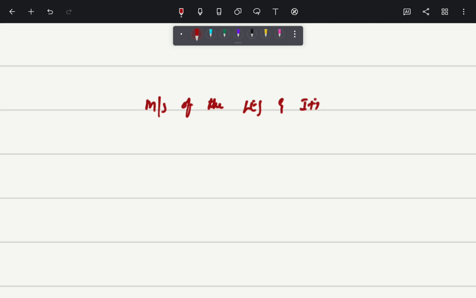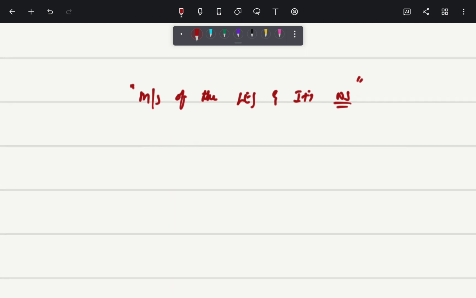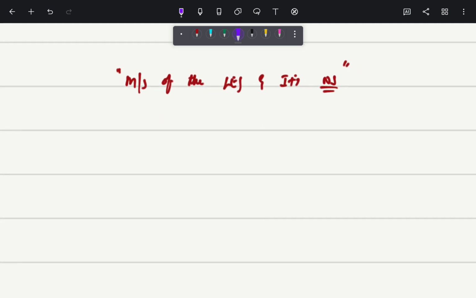So today we are going to talk about the muscles of the leg and its supply. So please ignore the background noise since I'm in the hospital and people are talking here.